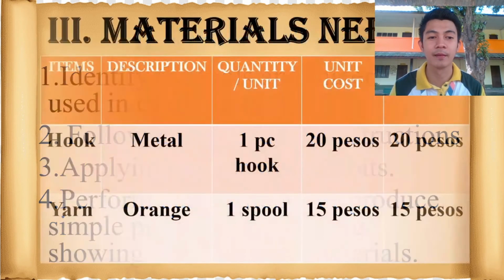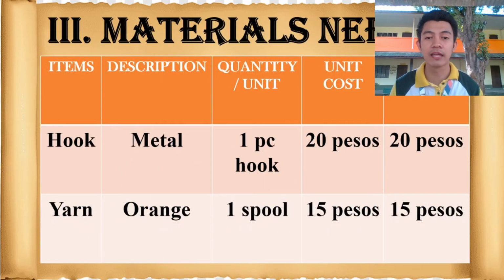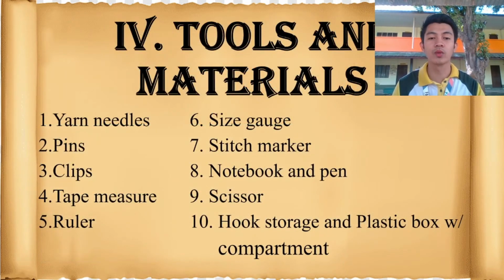Number 3, materials needed. As I said earlier, you need to list down the tools that you will need to use and their quantity and cost, so that you know how much money you will spend for the project. Number 4, tools and materials. Sa tools and materials, nandito na lahat, nakapaloob na lahat dito yung mga tools and materials na gagamitin nyo sa paggawa ng proyekto.